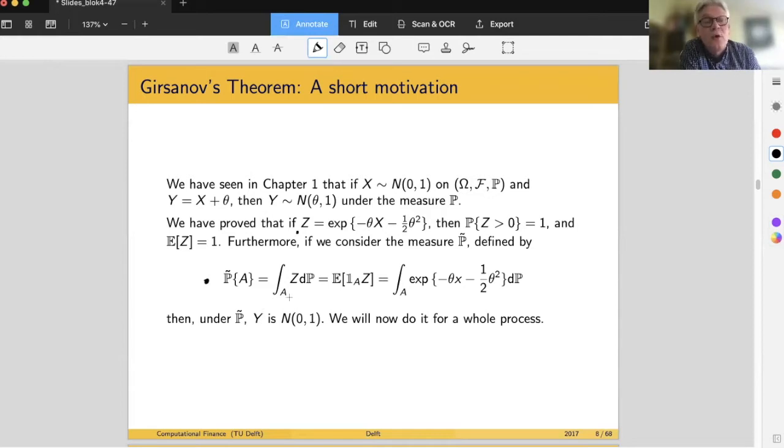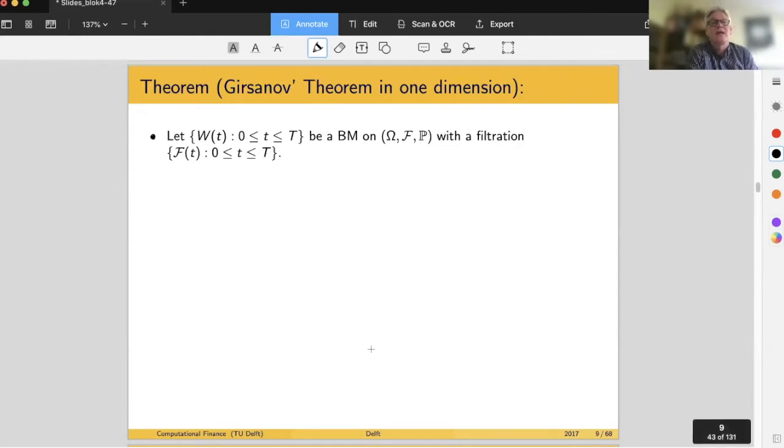Of course, this integral is equal to the expected value of the indicator function of A times Z, and that is identical to the integral over A of e to the power minus theta X minus 1/2 theta squared dP. Then we have derived at the end of chapter 1 that under P tilde, Y is in fact standard normally distributed, so with mean 0 and variance 1. That was a particular example, and now we want to do it for a whole process. And that is Girsanov's theorem in one dimension.